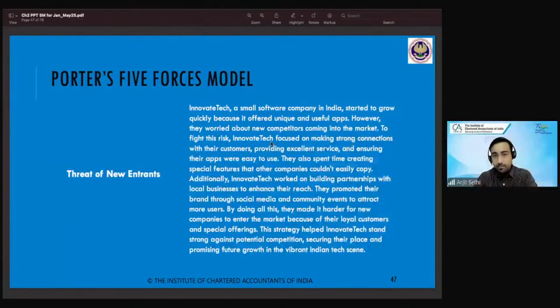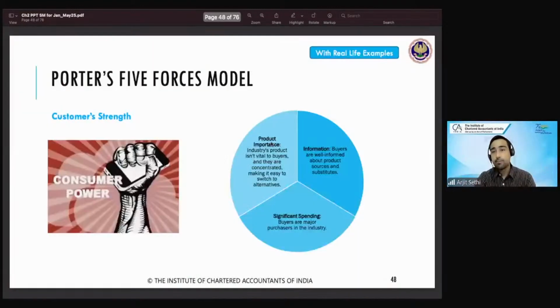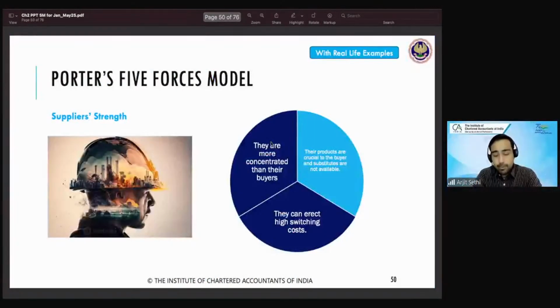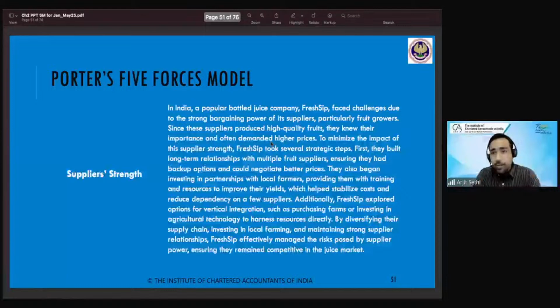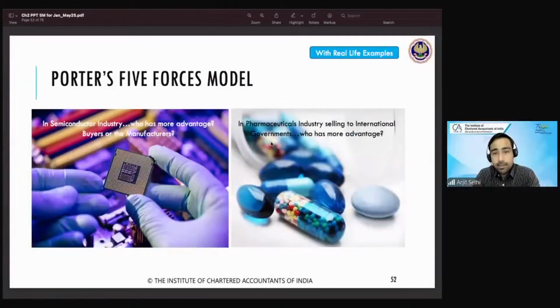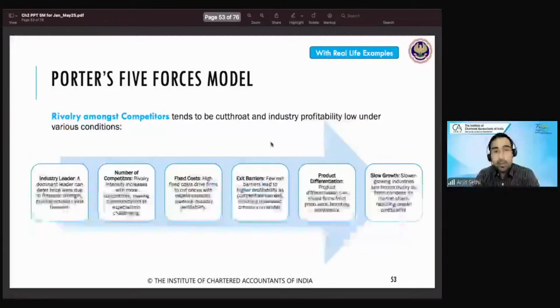You can read this in your free time. Great business scenarios I put for you, right? When you revise, do that. Consumer power, we have already done. What is consumer power? We have already discussed suppliers' strength as well, so I'll not touch upon that. We have already studied in that example. The semiconductor and pharmaceutical have supplier advantages, right? So we'll keep that. Rivalry amongst competitors.